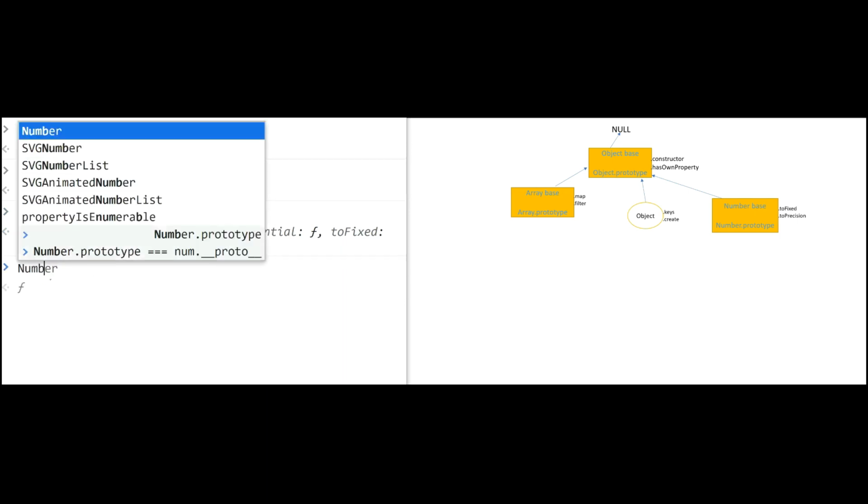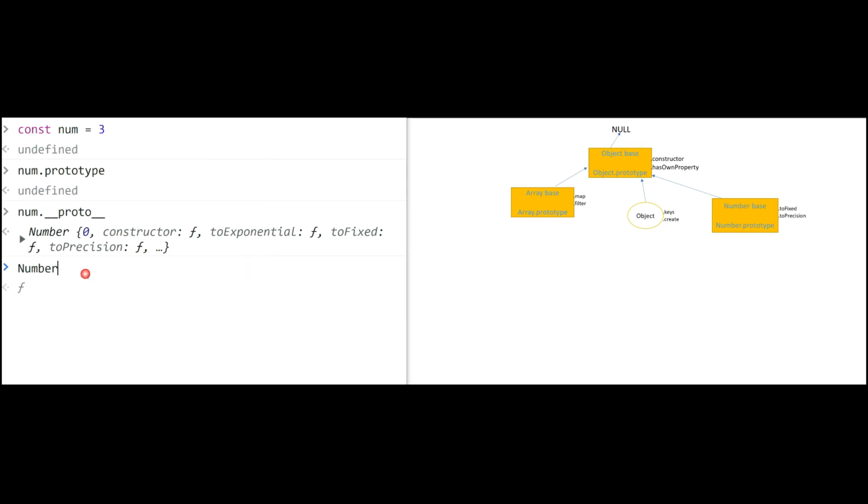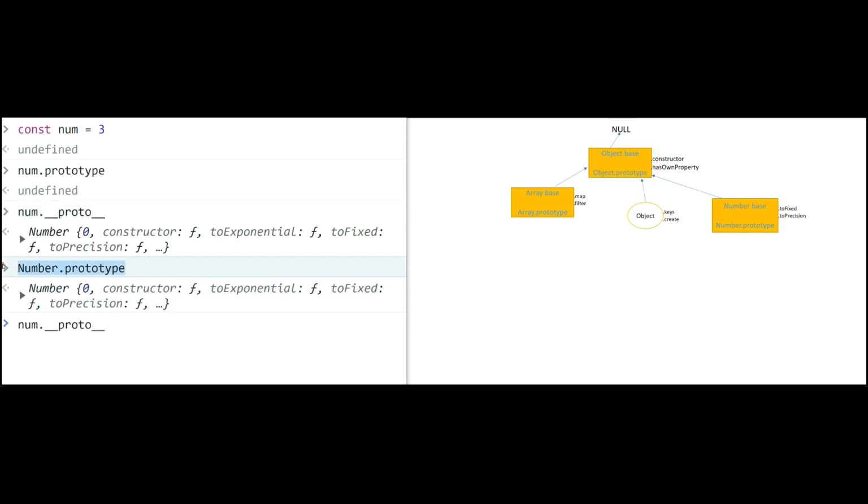And if you do Number, the Number constructor, dot prototype, we get the same thing. Now you might be wondering, does that mean that this is the exact same thing as this? Well, it should be, right? Because both of these are numbers and they should have the same prototype. So let's see. And in JavaScript, you can actually use triple equals to check prototype objects. And you get true.